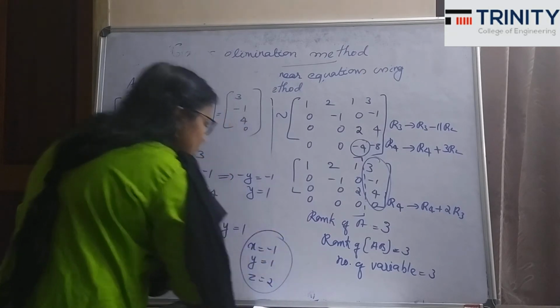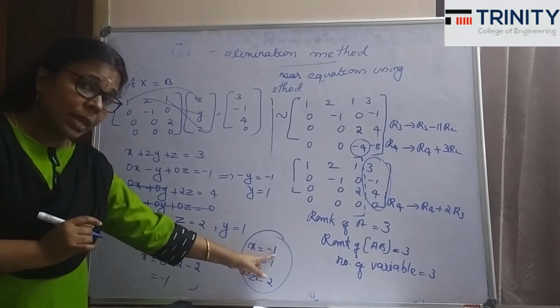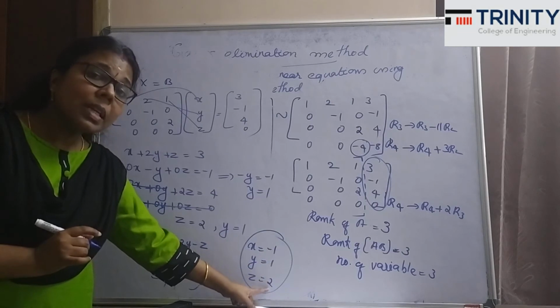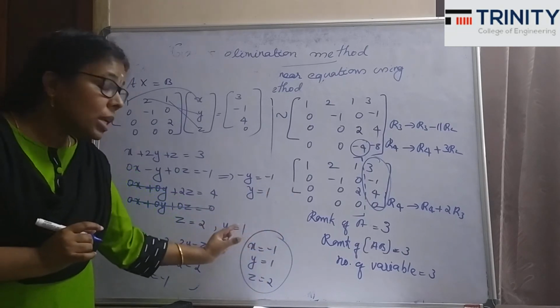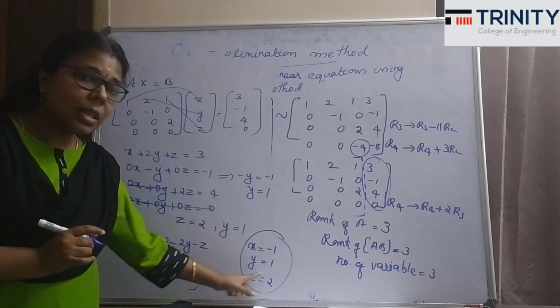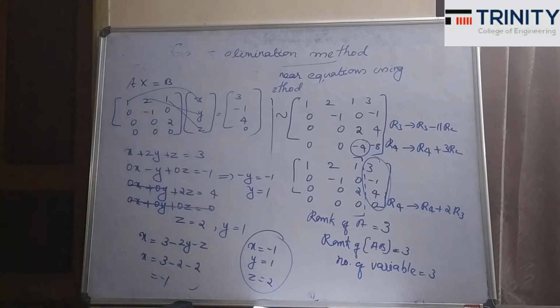That is a unique solution. Only one value for x, only one value for y and only one value for z. That is, the system is consistent and has a unique solution. Here x equals minus 1, y equals 1 and z equals 2 is the solution of the system of our question.